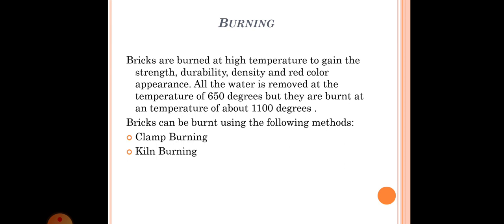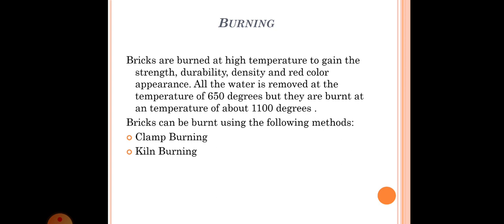And burning, usually it is burnt at very high temperatures, up to 650 degrees. What happens is the whole water that is present will be removed, and again it is further burnt, say for a temperature of 1100 degrees. So it can be clamp burning or kiln burning. Clamp burning means it's small scale burning, and kiln burning is a larger scale.